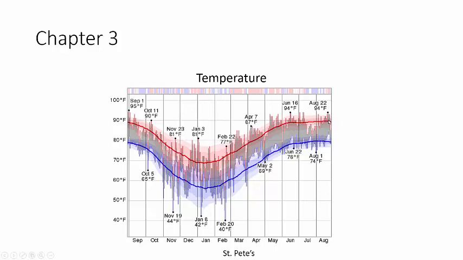Now this one is for St. Pete. It's a St. Pete temperature. So the warmer months are July, August. Summer months kind of make sense. And then the colder months are January, maybe February. We're kind of warming up in February there.